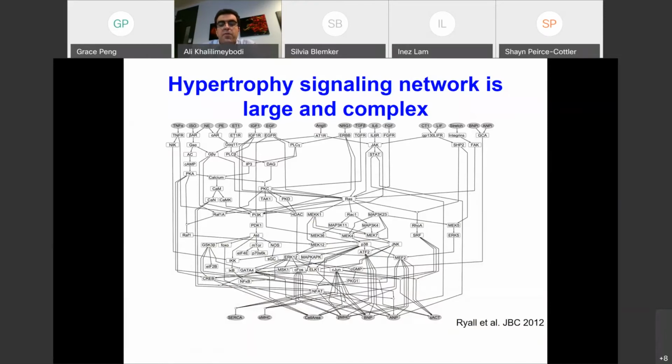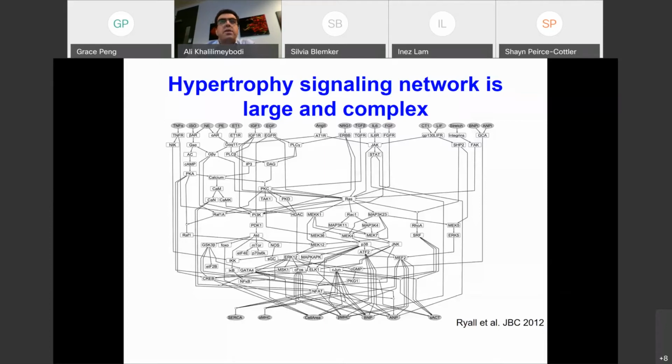For the first time, our lab developed a larger scale signaling network for cardiac hypertrophy, developed by Ryall et al. in 2012. For this network, we have about 17 inputs that consider different biomechanical and biochemical factors that induce cardiac hypertrophy, and we predicted the effect of these factors on the phenotypic output of the hypertrophy, like variation in the cell area or changes in the transcription factors.